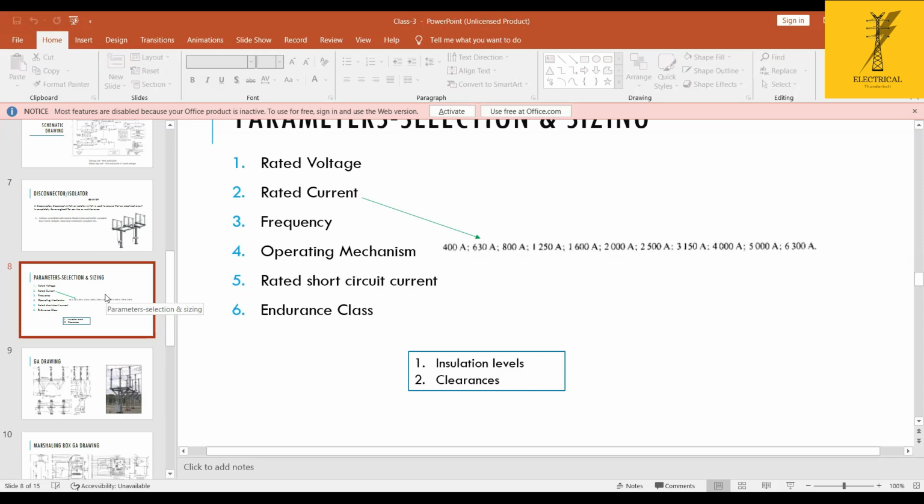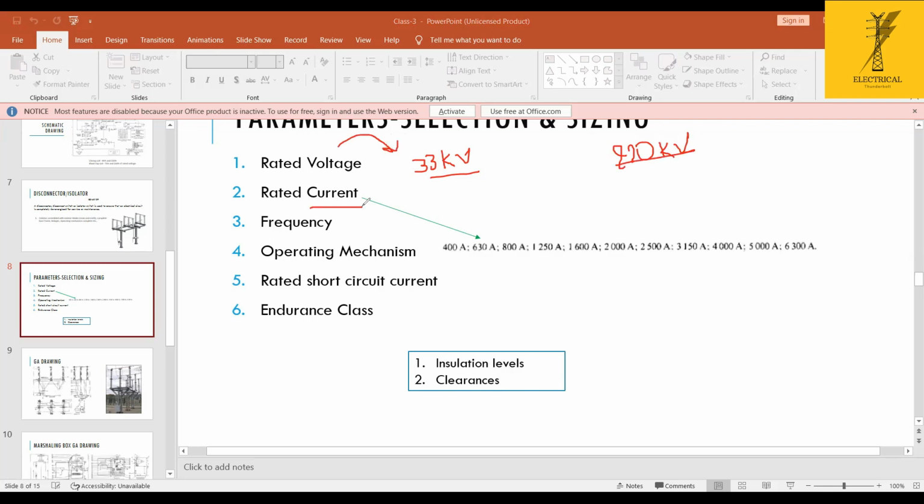Coming to this, here we are talking about the main important things. Yes, creepage comes under the clearances. So the main one, the first one, is the rated voltage. Rated voltage, you already know whether it's a 33 kV or 220 kV system. For our case, let's assume we have two voltage levels. I require a 33 kV isolator as well as a 220 kV isolator. So this is the rated voltage.